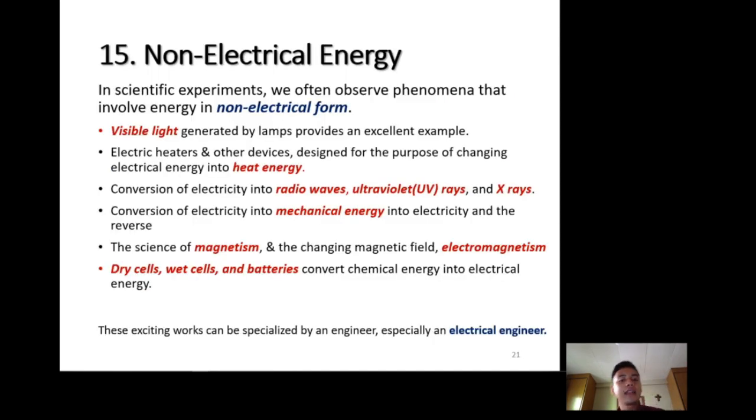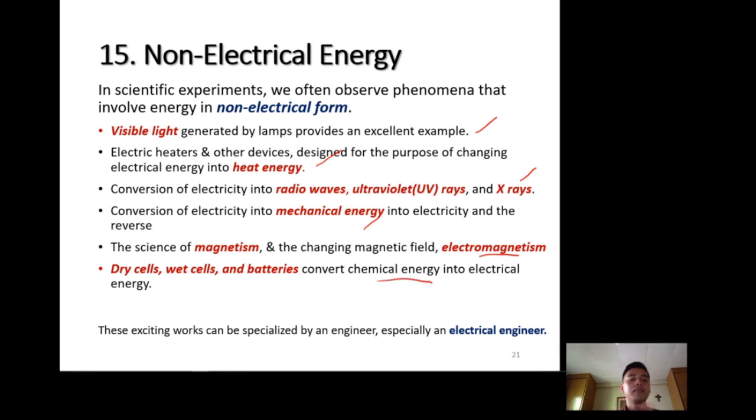Now there are non-electrical energy forms. In scientific experiments, we often observe phenomena that involve energy in non-electrical form, for example visible light generated by lamps, and heat energy in electrical heaters and other devices. We also have conversion of electricity into radio waves, UV rays and X-rays, and into mechanical energy. Then we have magnetism, what we call electromagnetism. And then we have dry cells, wet cells, and batteries, which convert chemical energy to electrical energy.